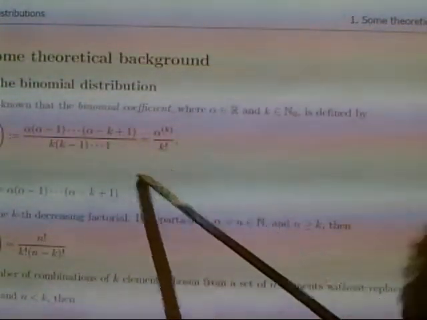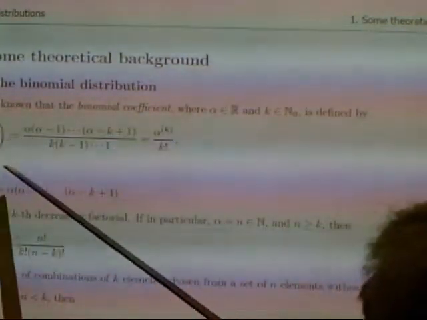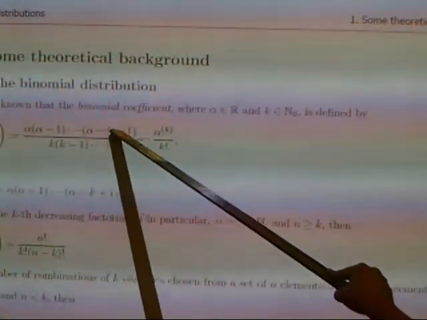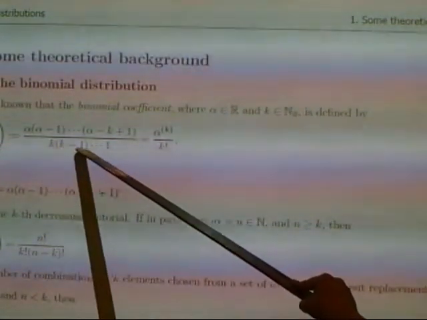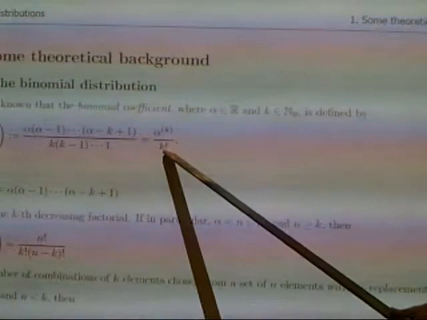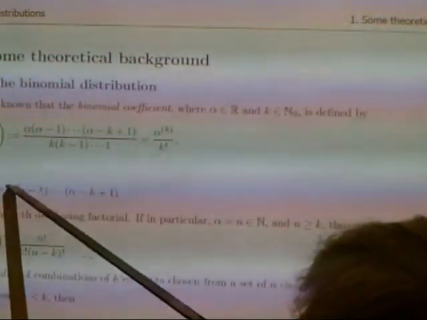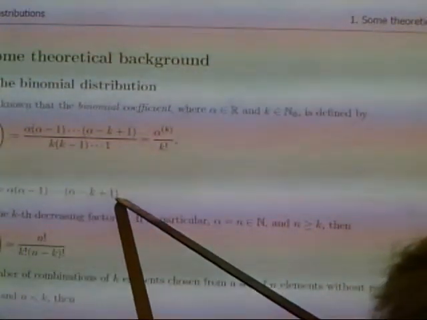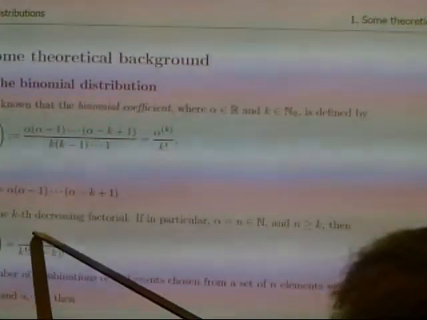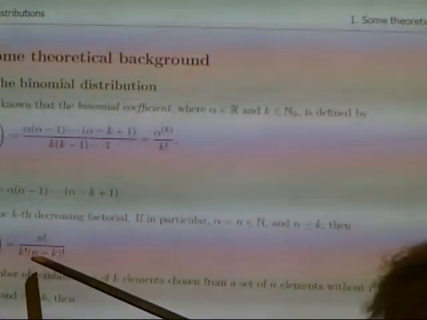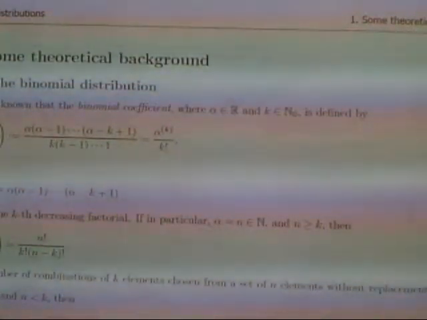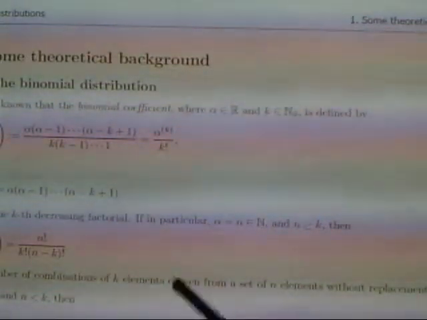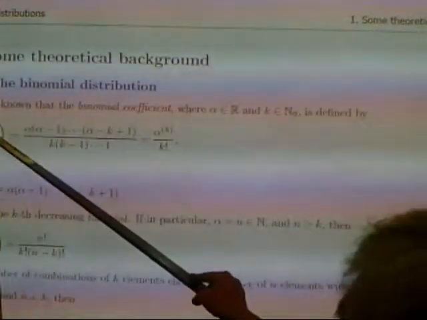The binomial, this formula is the binomial distribution formula. Alpha k is equal to alpha times alpha minus 1 up to alpha minus k plus 1, divided by k factorial. So in this case, alpha k is equal to alpha multiplied by alpha minus 1 up to alpha minus k plus 1. So similarly, n k equals n factorial divided by k factorial multiplied by n minus k factorial. So those are the formulas we utilize for the binomial distribution.